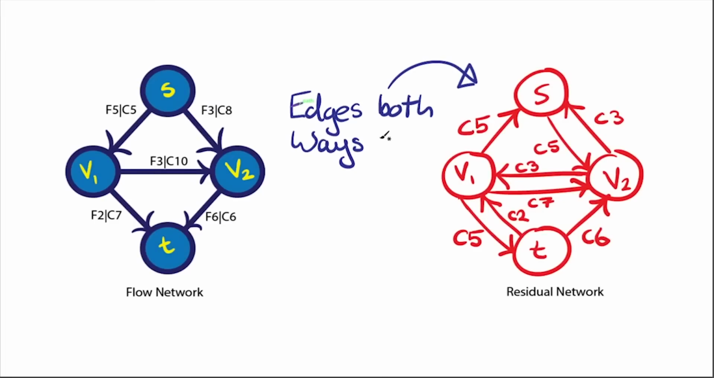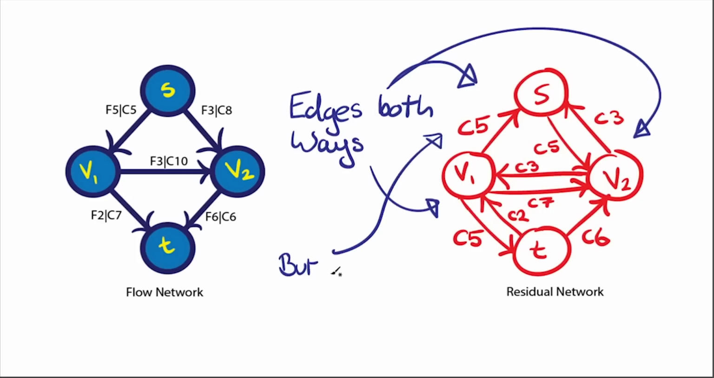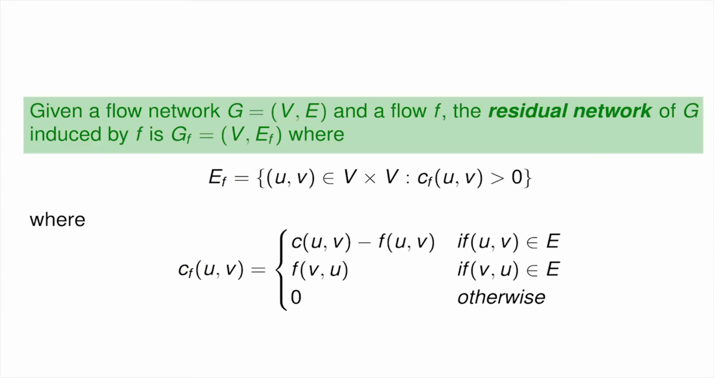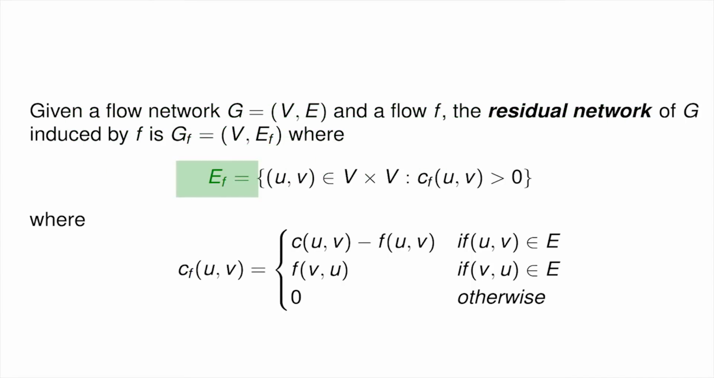The residual network itself doesn't have the restriction of only one edge per pair of vertices. The edges in the residual network are calculated like this. In English this says, for the residual network we construct a new set of edges from every possible pair of vertices from the original graph, with positive capacity. Some of the edges are made with the unused capacity from the original graph and some edges are made from the flow just reversed.